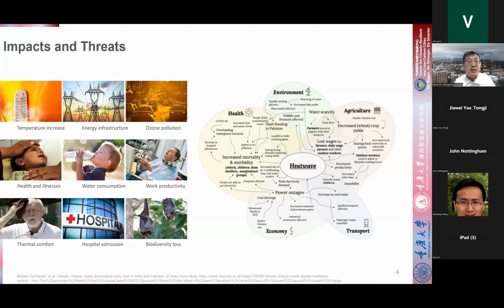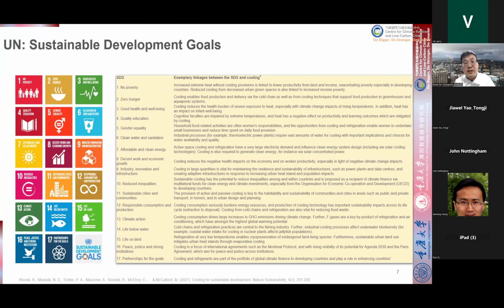Beyond this, we think about how to link urban heat with the SDGs, and we find that urban heat is widely associated with the 17 goals defined by the United Nations. For no poverty, we find that increased urban heat without cooling prevention is linked to lower productivity from land and income. But in poverty areas, people do not have cooling systems to alleviate the heat-related impact, so there is a positive cycle.